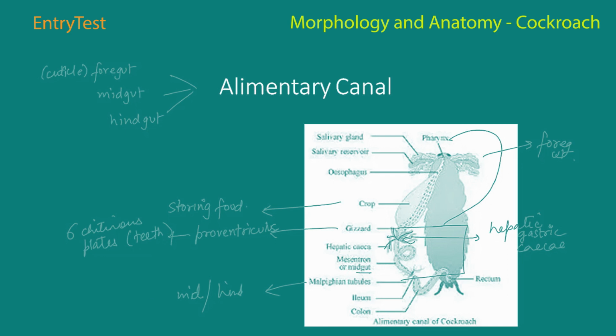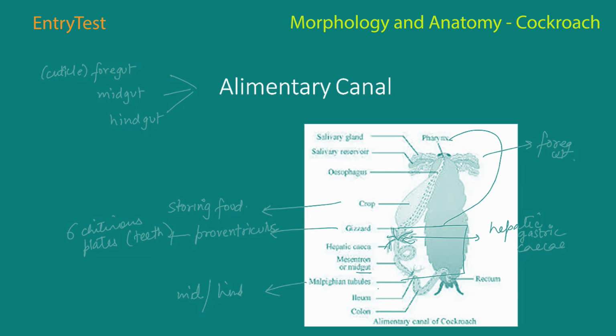the cockroach's body. The hindgut is, as you can see, a little broader over here, and it's differentiated into three parts: the ileum, the colon, and the rectum. The rectum opens outside through the anus. So that is all that you need to know about the alimentary canal of the cockroach.